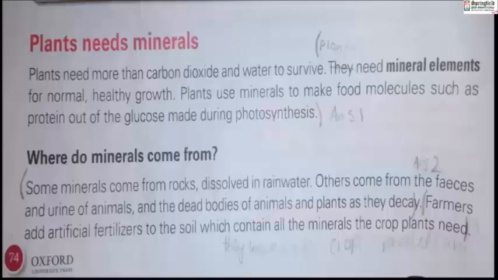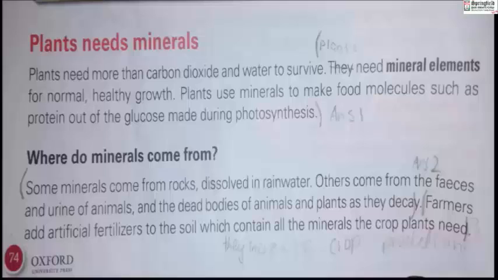Next is plants need minerals. Plants need carbon dioxide and water to survive. They need mineral elements for normal healthy growth. Plants use minerals to make food molecules such as protein out of the glucose, which is made during photosynthesis. Where do minerals come from?